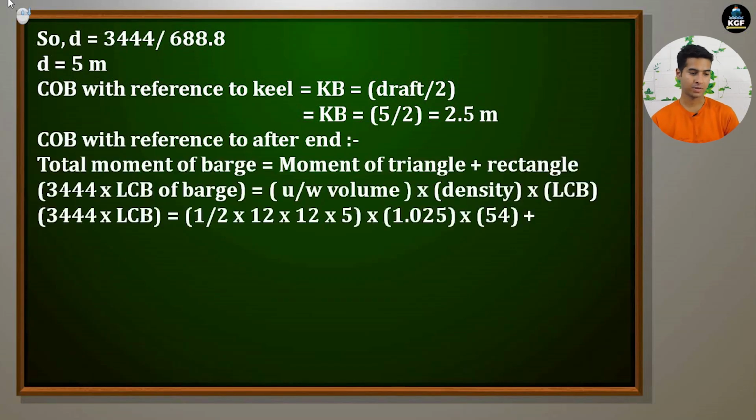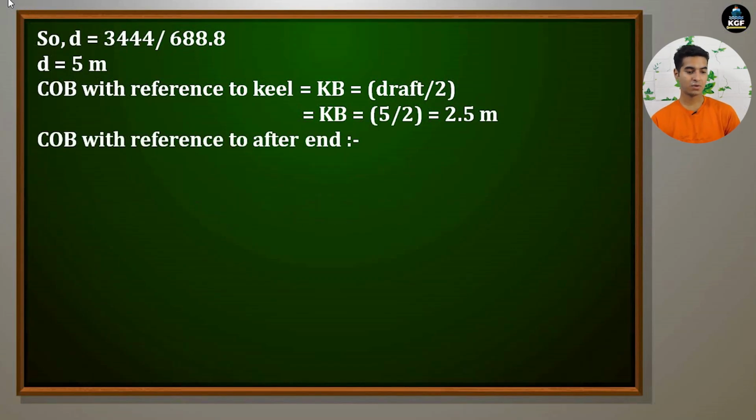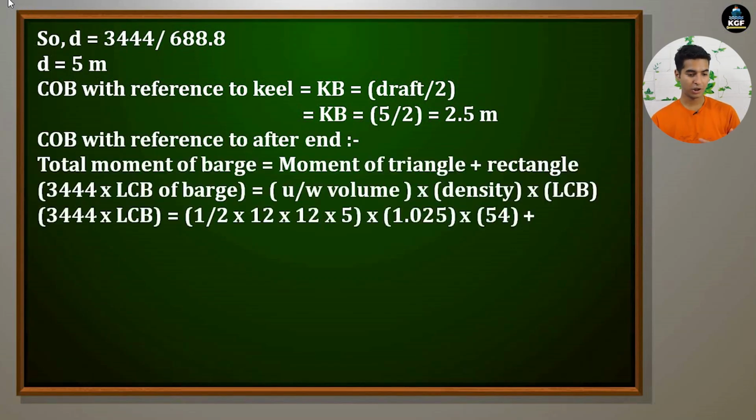Now COB with reference to after end will be the total moment of barge, which is the moment of triangle plus moment of rectangle. So total moment of barge will be displacement multiplied by LCB of barge, which equals the underwater volume multiplied by density into the LCB. Guys, you have to use this formula, underwater volume multiplied by density multiplied by LCB, 2 times. One for the data given for the triangle, another time for the data given for the rectangle.